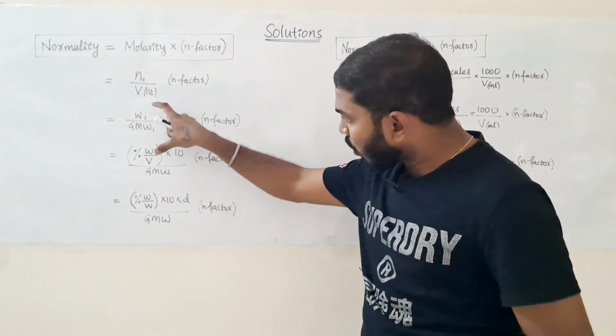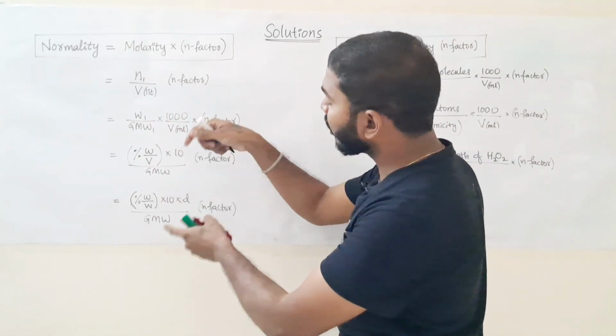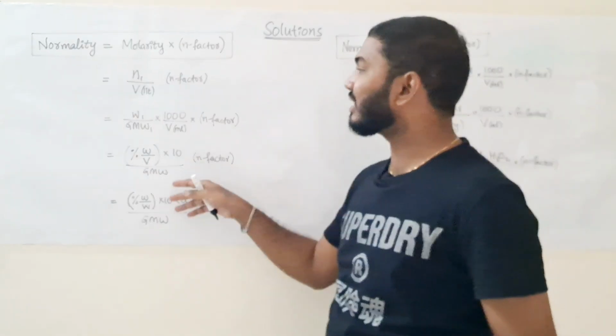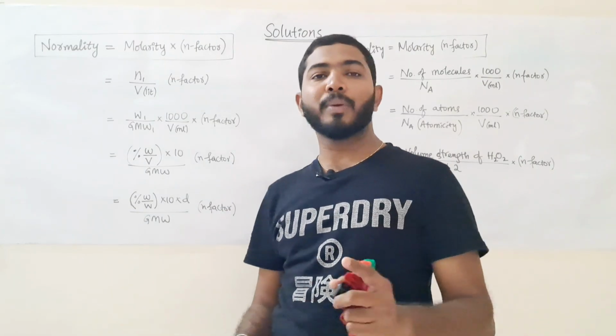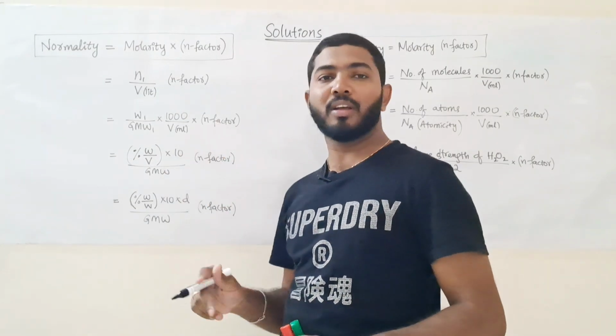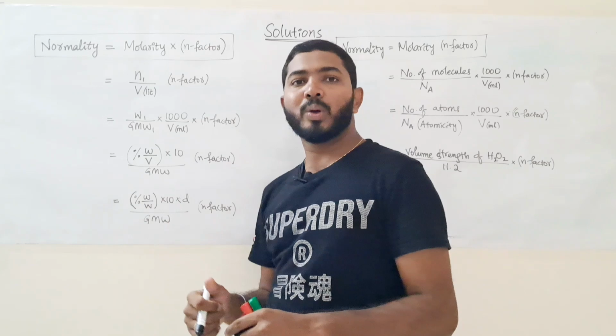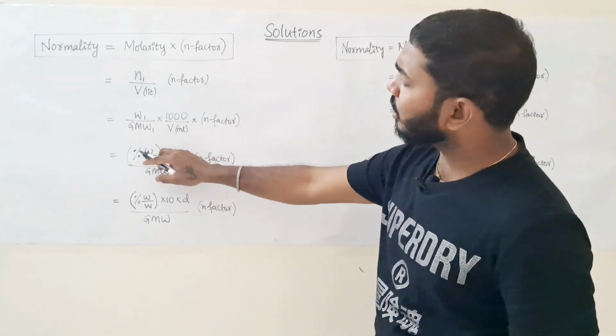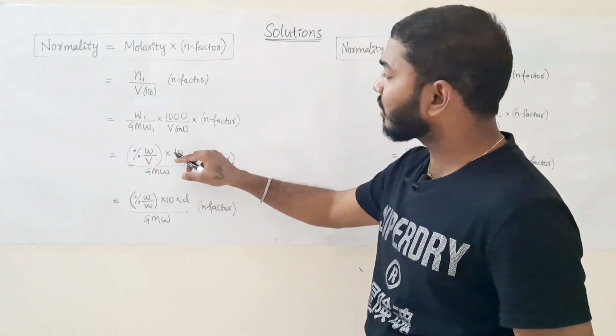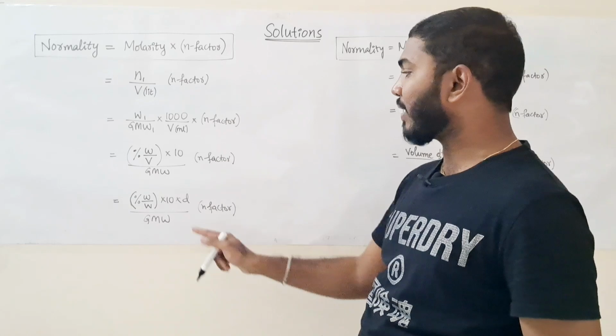So please, if you want a clear derivation for all these things, try to watch the previous video on molarity, so that you will feel very easy with this normality. So that is weight by volume percentage into 10 by gram molecular weight into n factor.